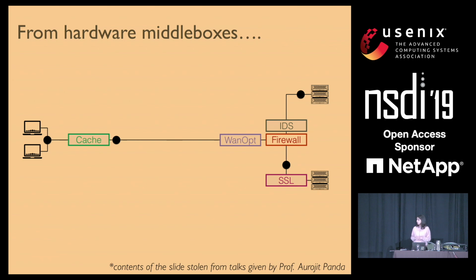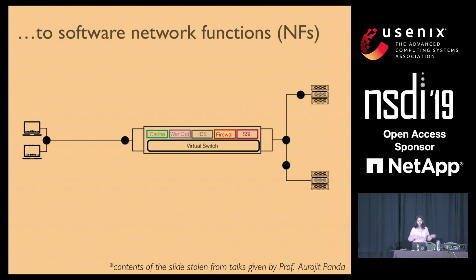So coming back to our picture of the network, instead of having these individual hardware middle boxes deployed inside the network, we move towards software network functions, which are essentially middle boxes implemented in software and often deployed as virtual machines inside general purpose servers. And because of the use of virtual machines, this is often termed network function virtualization.